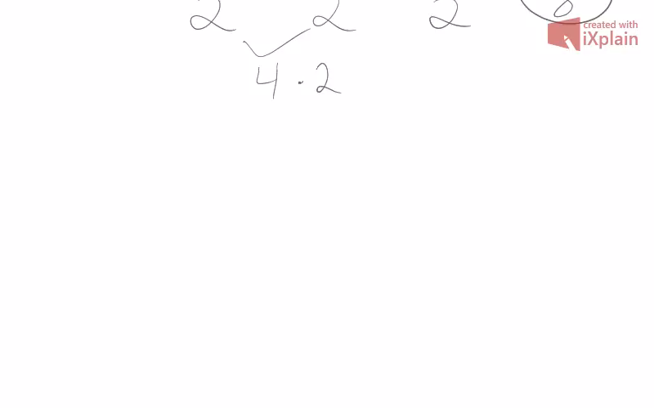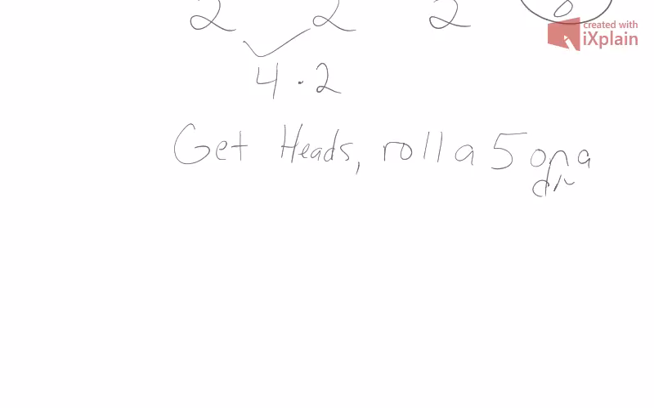Okay. Let's say we want to get heads on a coin. And then we want to roll a 5 on a die. So if I had a coin, I flip it, I get heads, then I want to roll a 5 on a die. So we know the chance of getting heads on a coin is 1 out of 2. And we're going to multiply that by the chance of rolling a 5 on a normal die. A normal die has 6 numbers, so it'll be over 6. And there's only 1 5, so it'll be 1 over 6.